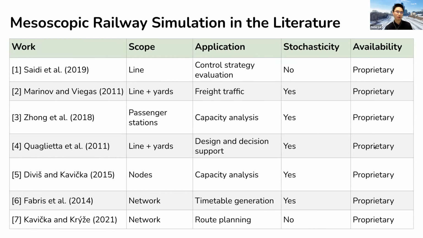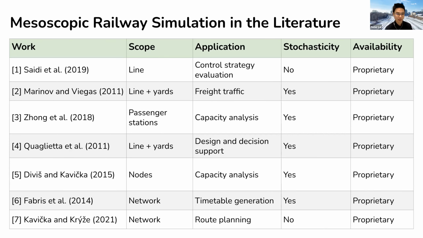A lot of them are specialized pieces of software. They were applied in a limited scope, so not all of them were at the network level. They're not all supporting stochasticity, which is very important to model real-world operations. And they're all in proprietary setups, which means they're difficult to access. So this presents a gap where today there's no existing mesoscopic model that is a universal, flexible piece of software that could be easily modified or extended to suit different railway simulation contexts.